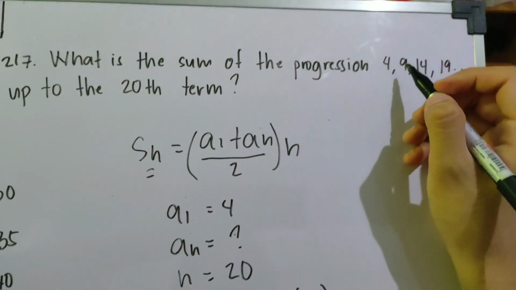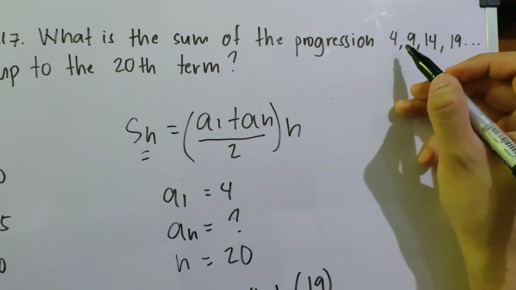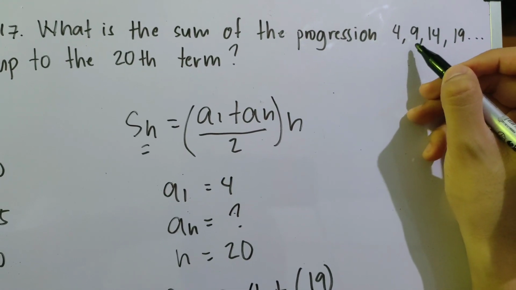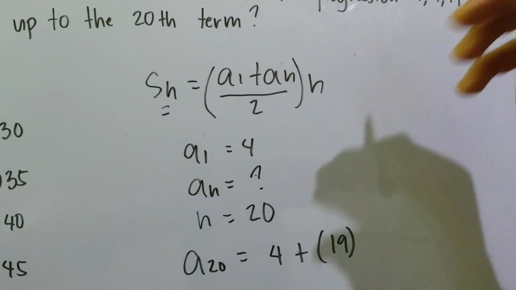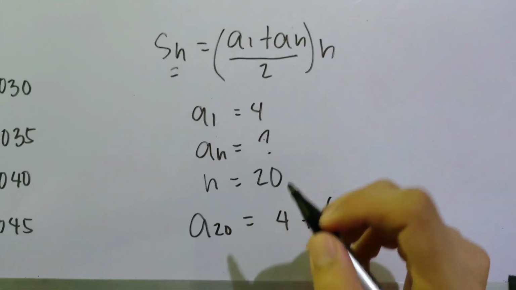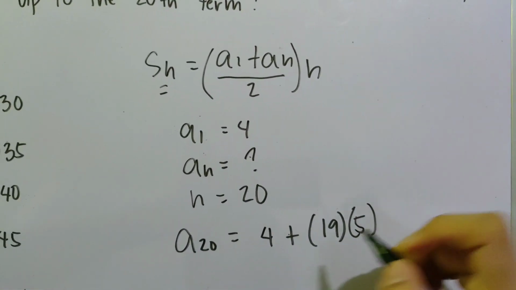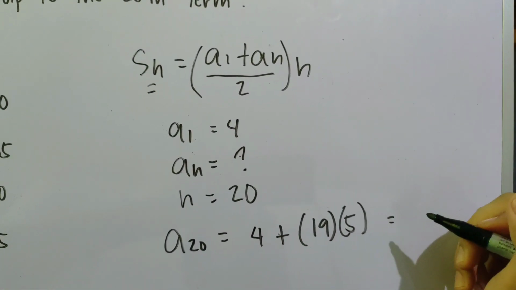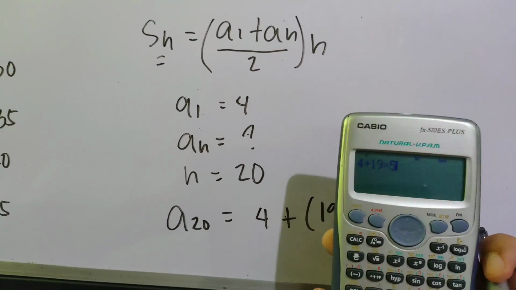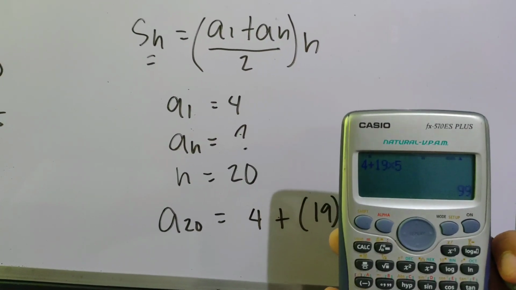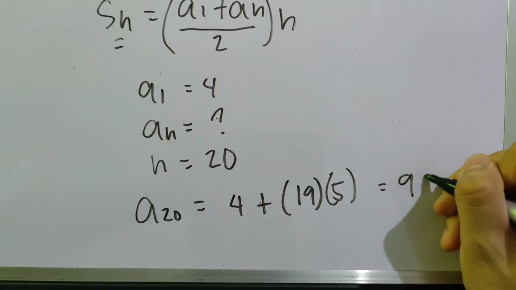difference. So, ano ba yung common difference dito? Makikita mo, 5 yung common difference nila kasi nag-i-increase sila ng 5 every time. So, 4, naging 9, naging 14, naging 19. So, nag-i-increase lang yan ng 5. So, yung common difference natin ay 5. So, yung A20 natin is equal to 4 plus 19 times 5, 99. So, yung A20 natin ay 99.